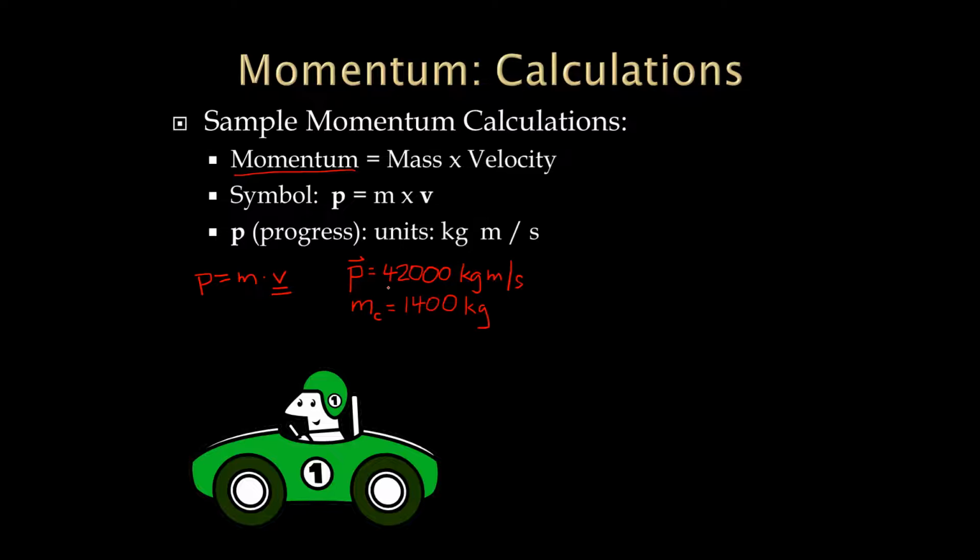So accident investigators have found out that the damage is consistent with about 42,000 kilogram meters per second of momentum at the time of the collision. And for this fancy car, we've looked in some book and found that the mass of that is about 1,400 kilograms. Let's take a look and see if we can figure out the velocity. And so I can look at this as being our velocity is equal to my momentum divided by mass. Let's put in our numbers.